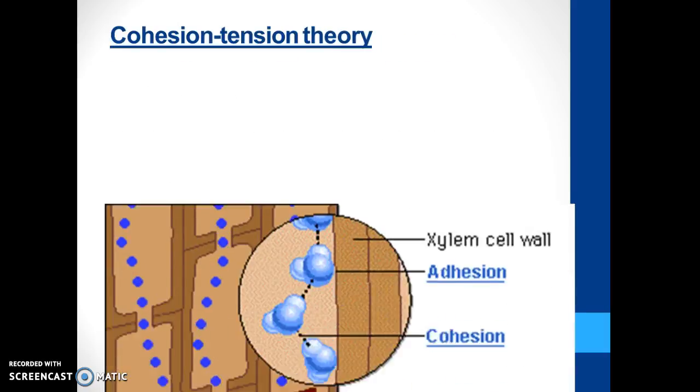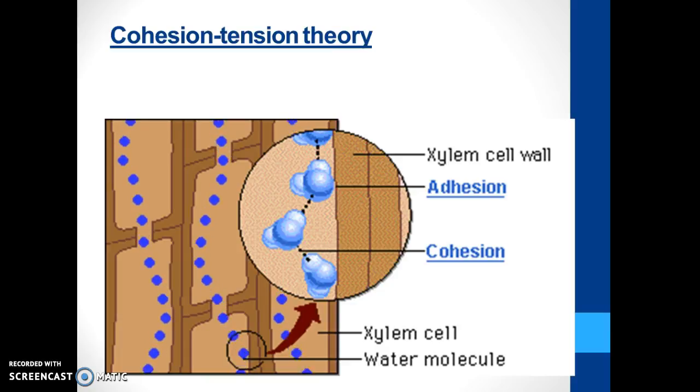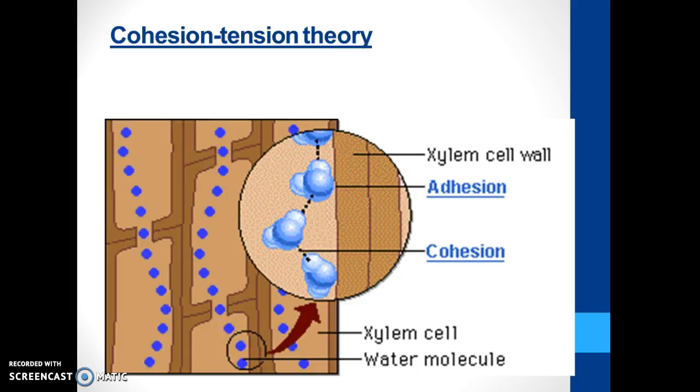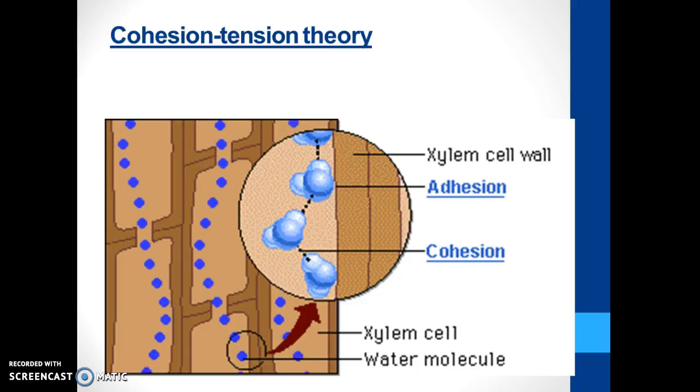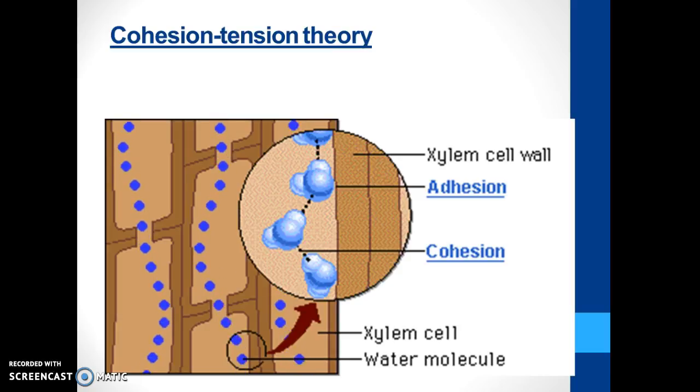So if we have a look at cohesion tension theory then, just having a look at it moving, transpiration is that movement of water from the leaf through the stomata out into the atmosphere, which means that we're losing that water vapour.